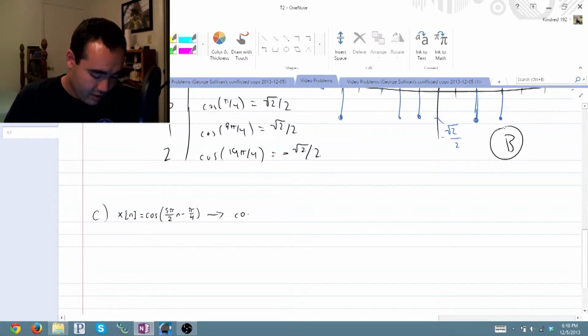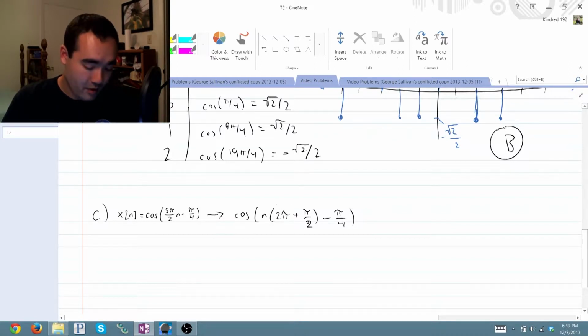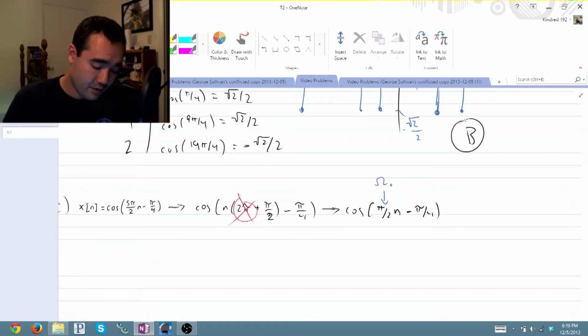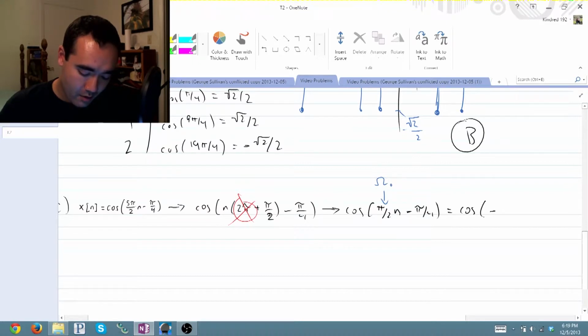So what we're going to do is take this cosine and split up the terms on the inside. So you can see that this is equal to n times 2 pi plus pi over 2, plus pi over 4, and that's a negative sign. Inside of a sinusoidal function, a value of 2 pi you just make go away, because it doesn't give you any extra information. So you end up with cosine of pi over 2 n minus pi over 4. Now, pi over 2 is just equal to omega naught. So you can rewrite this as cosine of omega naught n minus pi over 4.